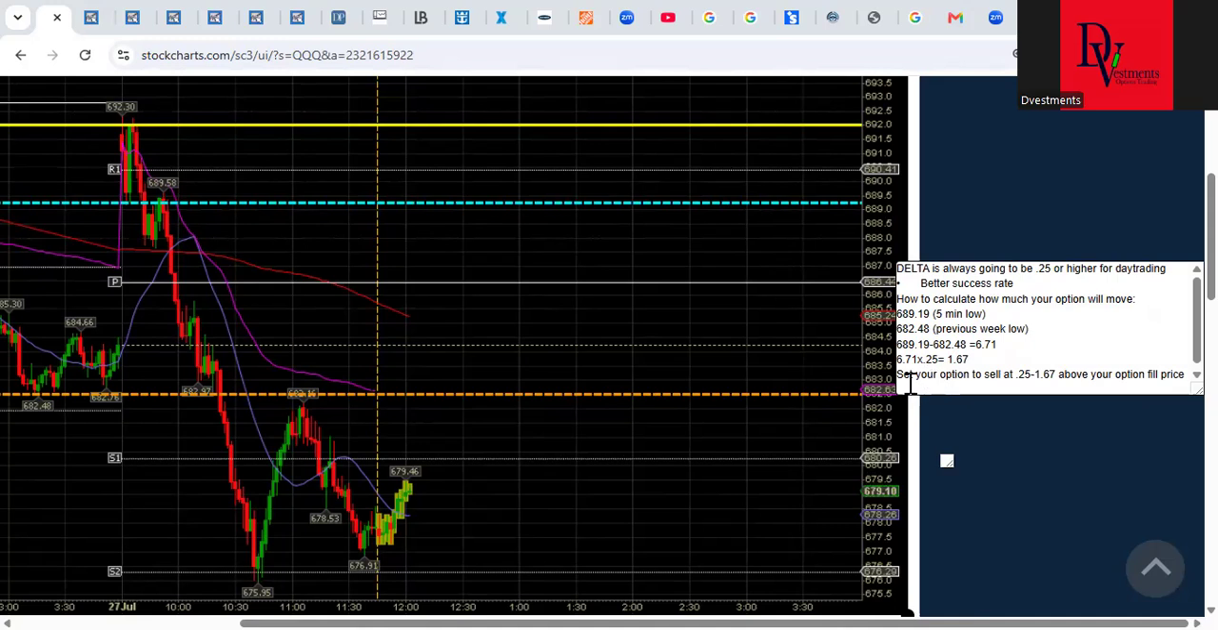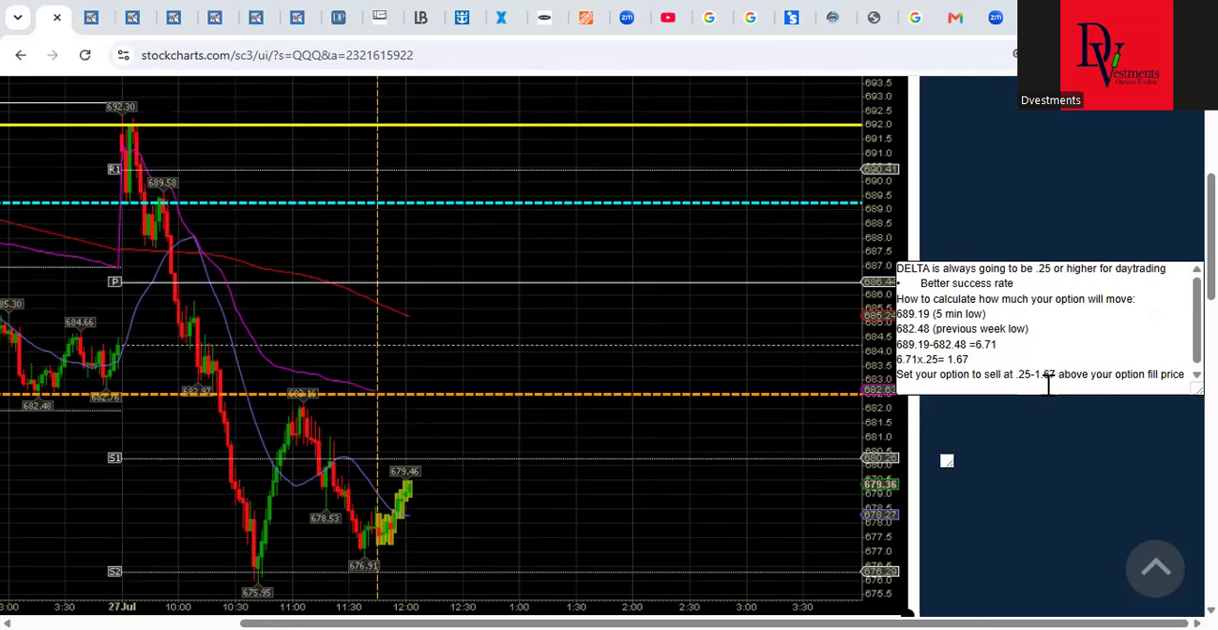So I knew at that point I could set my option to sell at either a 0.25 or all the way up to $1.67. So I could use my quarter, or I could go up to $1.67 above my option fill price. And I set my sale as soon as my option is filled. So I go right in and set my sale. And because I know these numbers ahead of time, I know how much I can set my option for before I even place my trade.